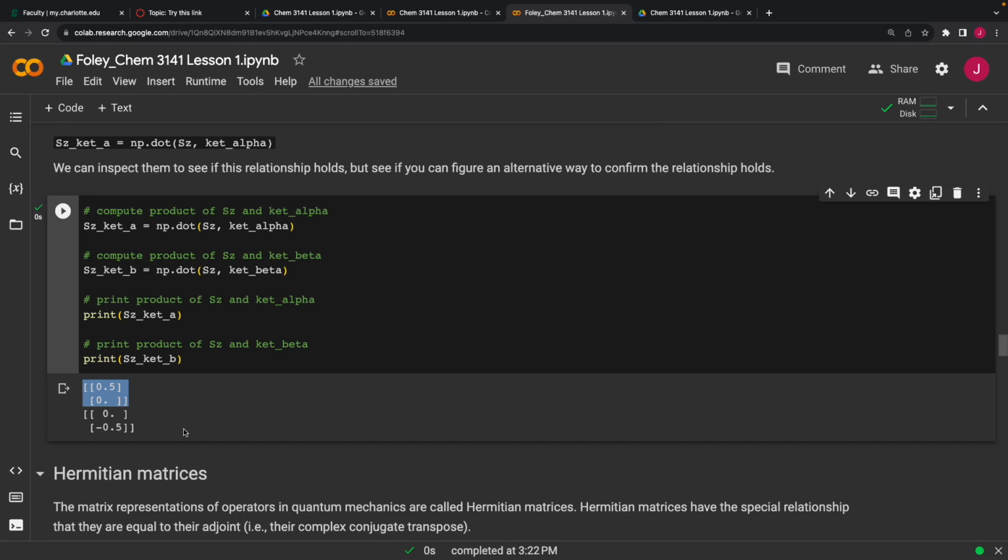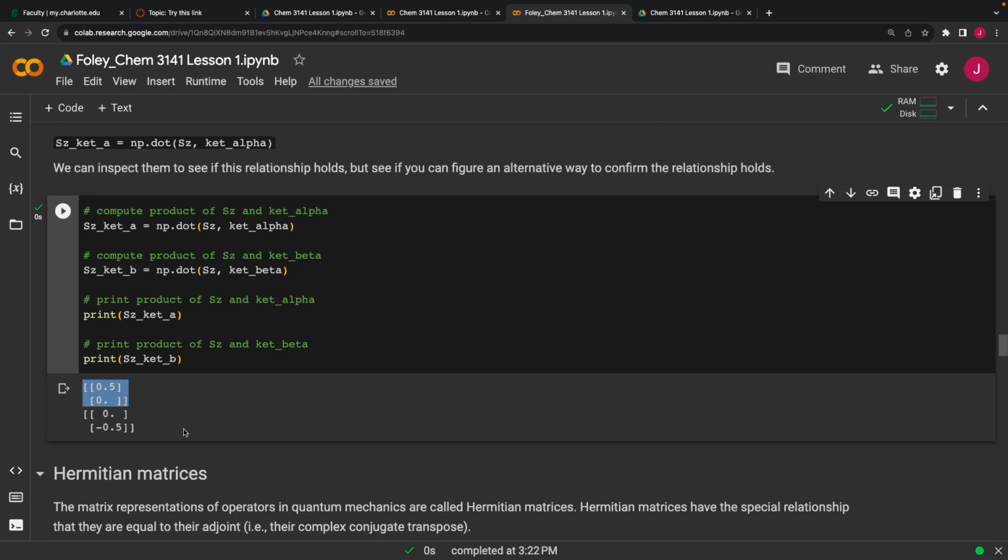Right, so we had ket chi alpha is equal to (1, 0). And then we said SZ hat, the operator acting on ket chi alpha, is equal to plus h bar over 2 times ket chi alpha.